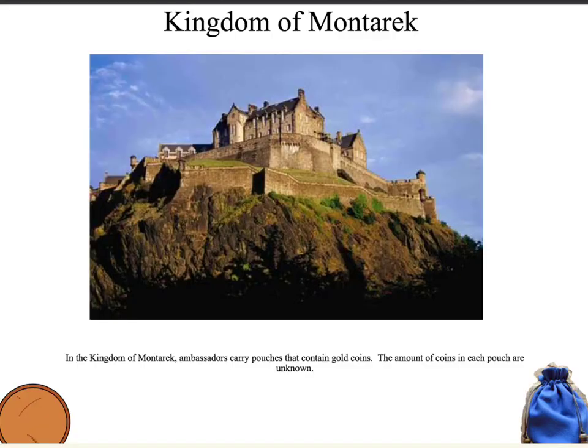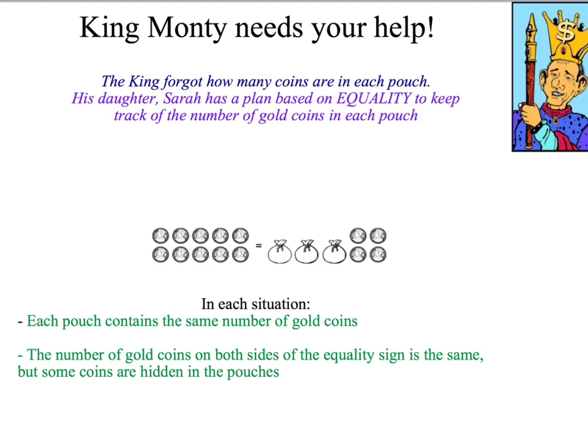In the kingdom of Montrek, far, far away, ambassadors carry pouches that contain gold coins. The amount of coins in each pouch is unknown, except by the ambassadors. The king of Montrek, King Monty, of course, needs your help. The king forgot how many coins are in each pouch. His daughter Sarah has a plan based on equality to help track the number of gold coins in each pouch.